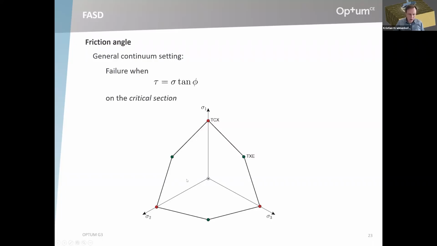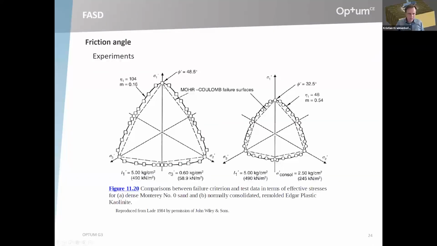Lade in 1984, where this data is from, and you can see the squares are experimental data, and then the Coulomb criterion matched in triaxial compression. That's good, but it doesn't really match the data anywhere else. So the friction angle, doing it this way, is quite severely underestimated.